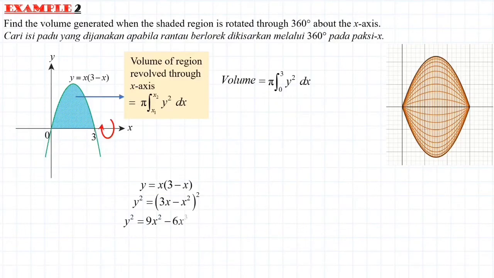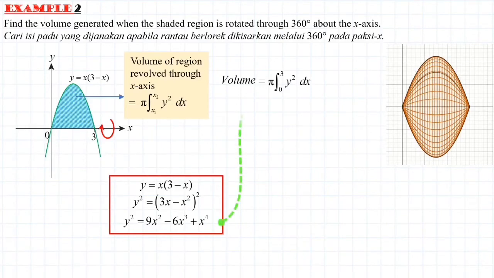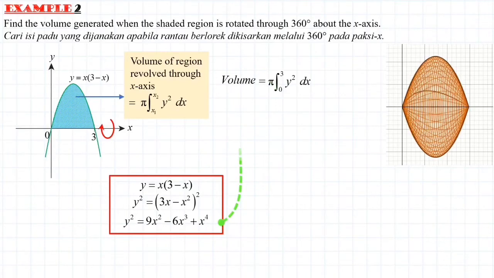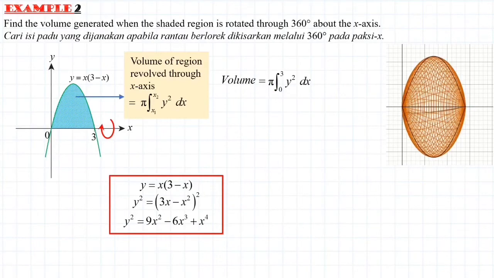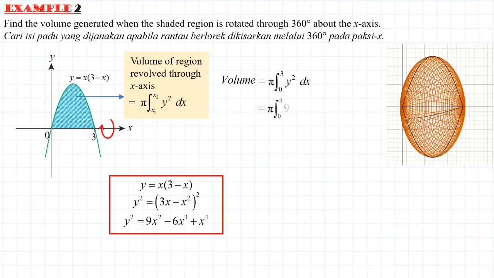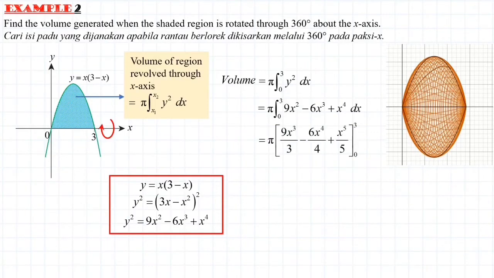Then we will expand first. After expanding, then simplify, then only you substitute into the formula for the volume. After you substitute into the volume formula, then only you integrate. Don't forget to integrate. So pi integrate from 0 to 3 for 9x squared minus 6x cubed plus x to the power of 4 dx.